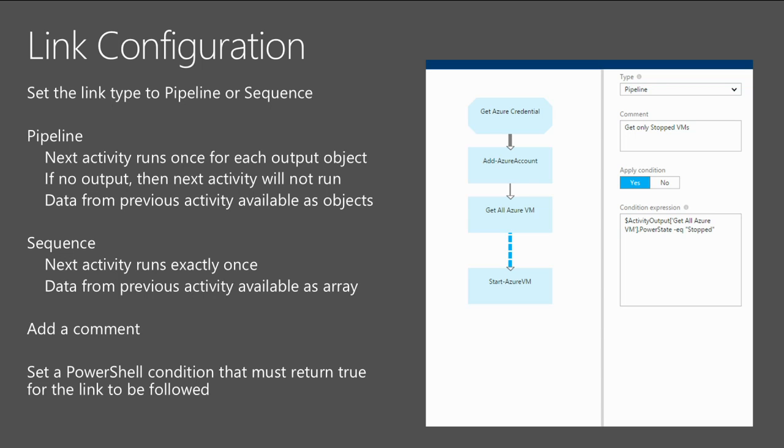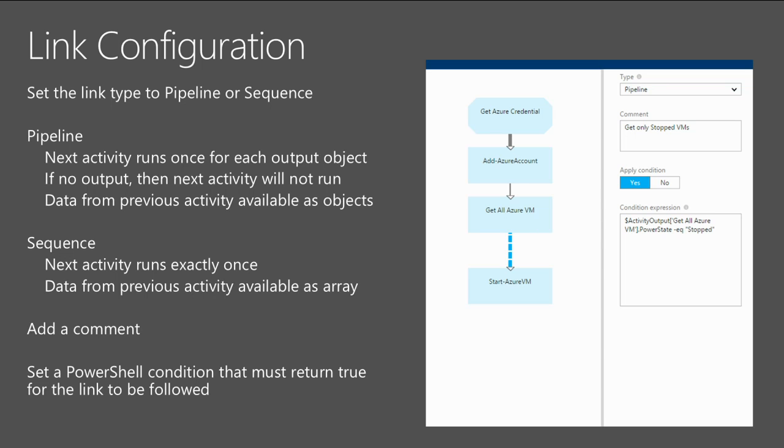So that's where the sequence link comes in. The sequence link, the little skinny one up there, guarantees that the next activity will run exactly once. The only caveat is that when you reference the data from the previous activity, you now have to reference it as an array of objects rather than the individual objects. So this is just part of your programming model, and it gives you flexibility to make things work the way that you want to.